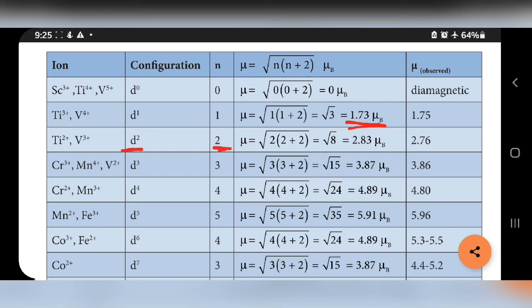So the total number of unpaired electrons is 2. So instead of n, we can substitute 2. So root 2 into 2 plus 2, that is root 8. Root 9 means 3. Root 8 means less than 3, that is 2.83 Bohr magneton.